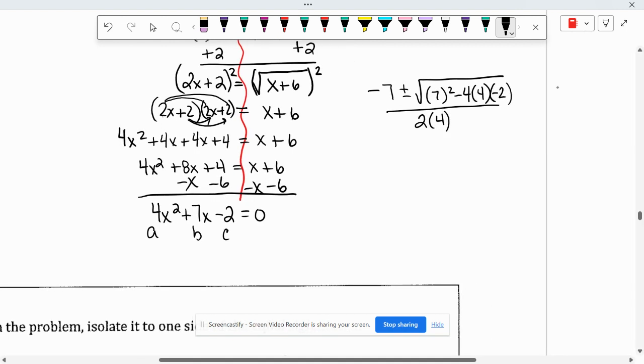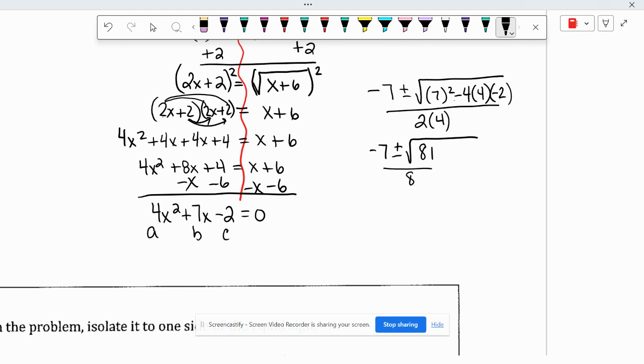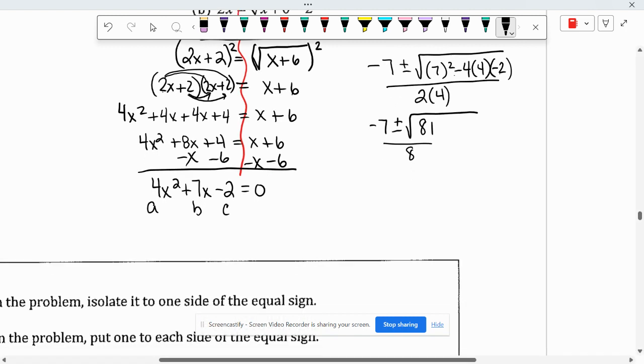All right, I'm going to do some mad simplifying. Negative 7 plus or minus the square root of 49 plus, this is a negative times a negative, which is a positive. So 16 and 2 times 2 is 32. 49 plus 32 is 81. Over 8. What is the square root of 81? It's 9. So I have negative 7 plus or minus 9 over 8.